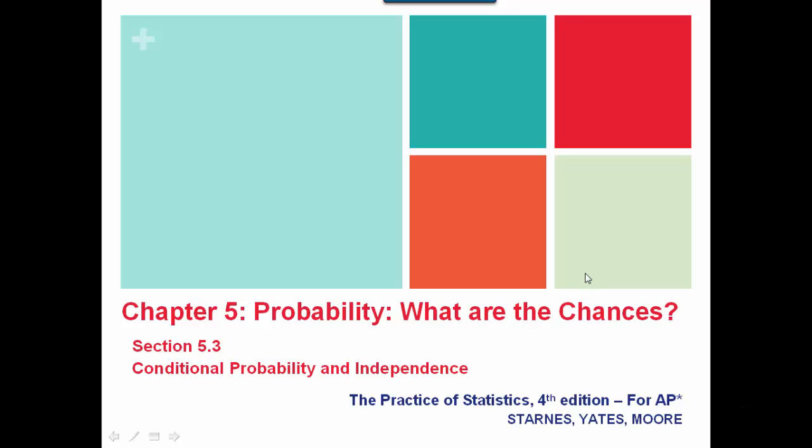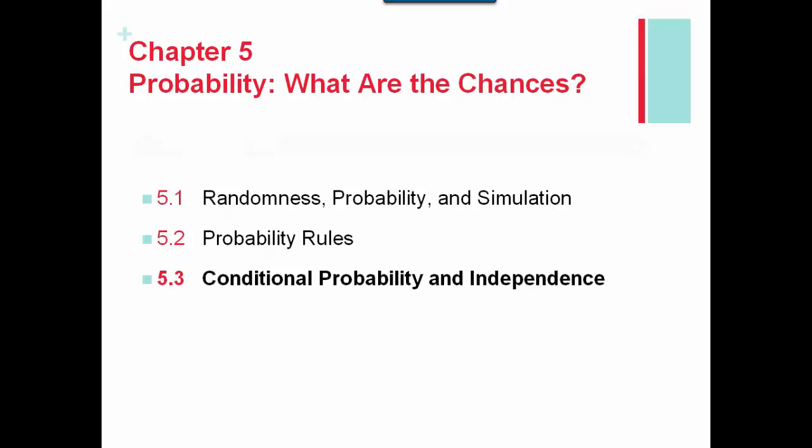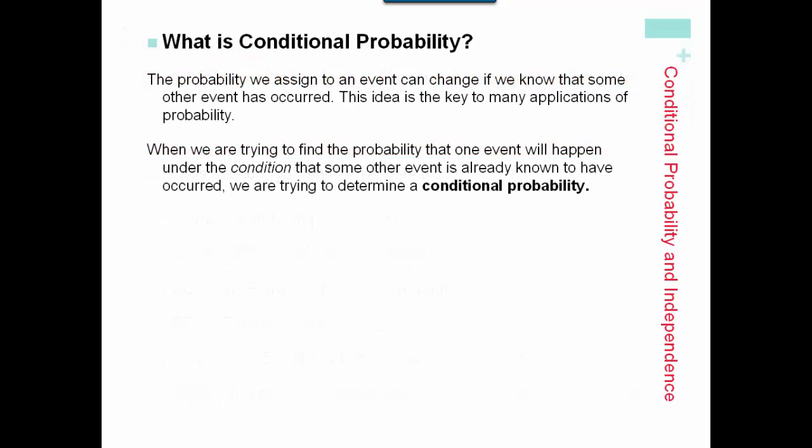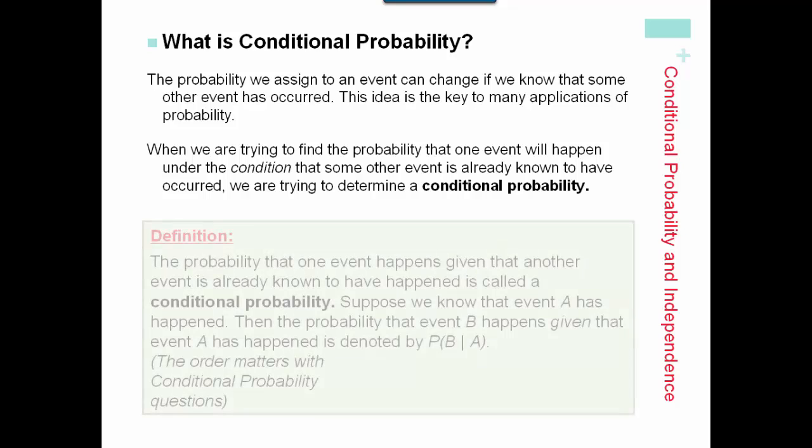Our lesson today is on conditional probability and independence. The probability we assign to an event can change if we know that some other event has occurred. This idea is the key to many applications of probability. When we're trying to find a probability that one event will happen under a condition that some other event is already known to have occurred, we are finding what's called a conditional probability.